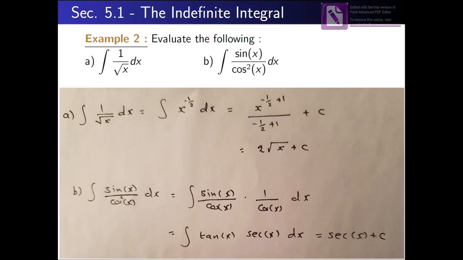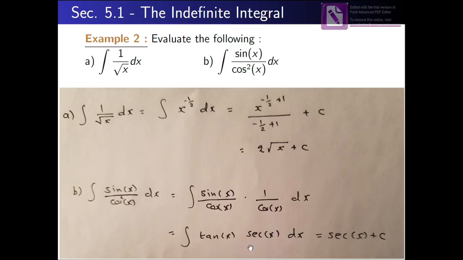Then b, we have the integral of sine x over cosine square x dx. So this one, sine over cosine square. We can rewrite cosine square as cosine multiplied by cosine. So we'll take sine over cosine multiplied by 1 over cosine. And we know that sine over cosine is just tan, and 1 over cosine is sec. So now we need to find what is the integral of tan x sec x dx.